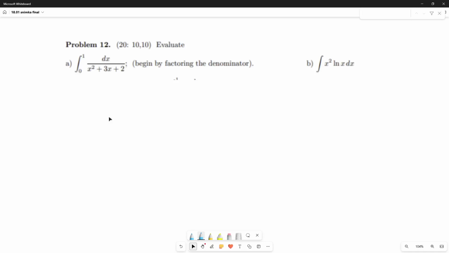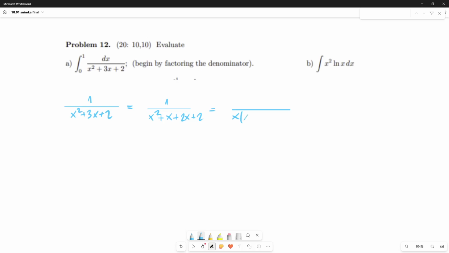We are going to use partial fraction decomposition to solve the first integral. Let's take the function which is integrated and decompose it into partial fractions. Here, this can be written in this way.